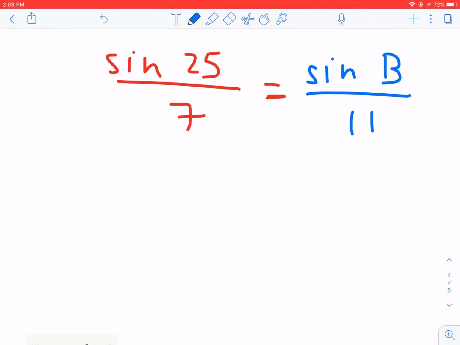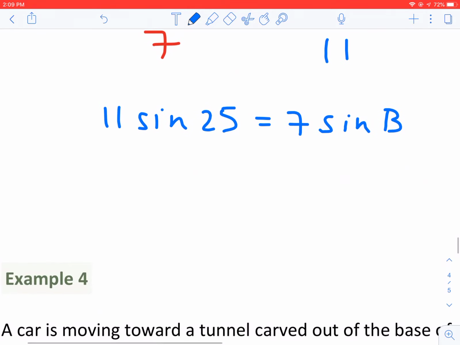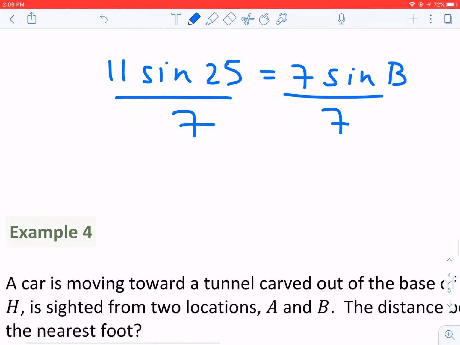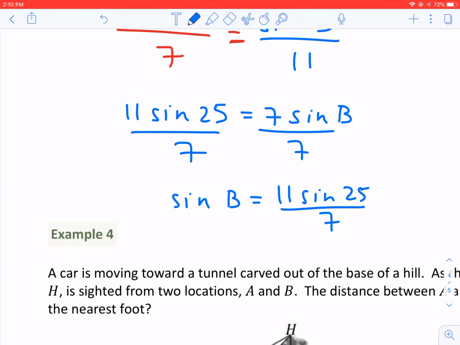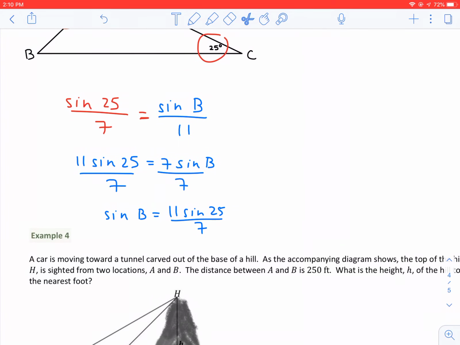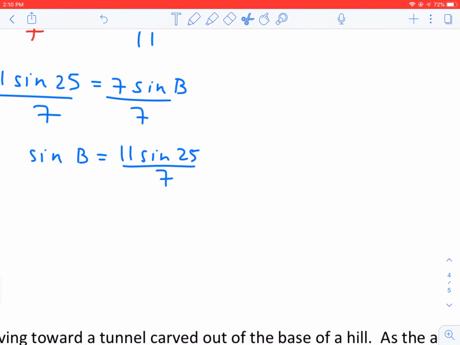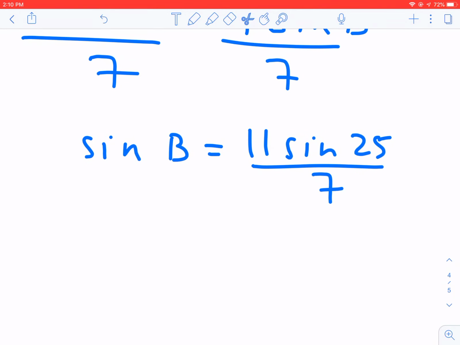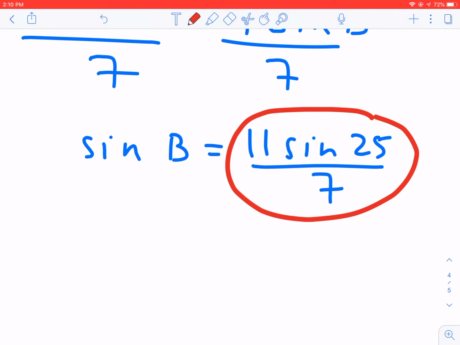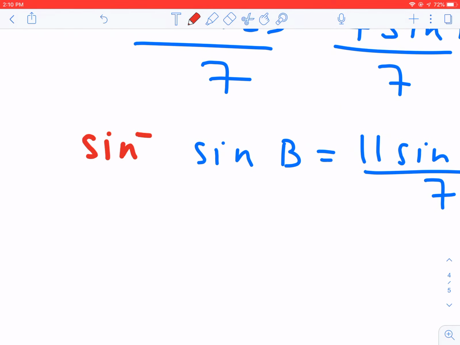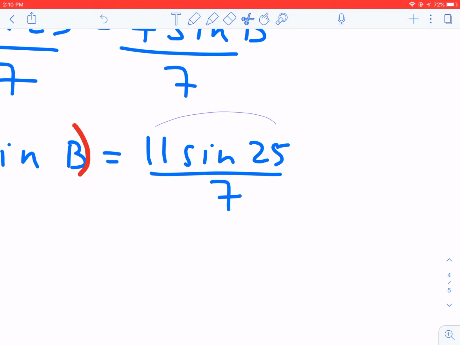So cross multiplying, I get 11 sine of 25 equals 7 sine of B. Dividing both sides by 7, I get the sine of angle B is equal to 11 sine of 25, all divided by 7. And again, as long as you keep the values in your calculator, you're fine. But I want to solve for the measure of angle B. So before I even type this in my calculator, I'm actually going to take the inverse sine of both sides first. Right, I don't touch my calculator until I really need to.